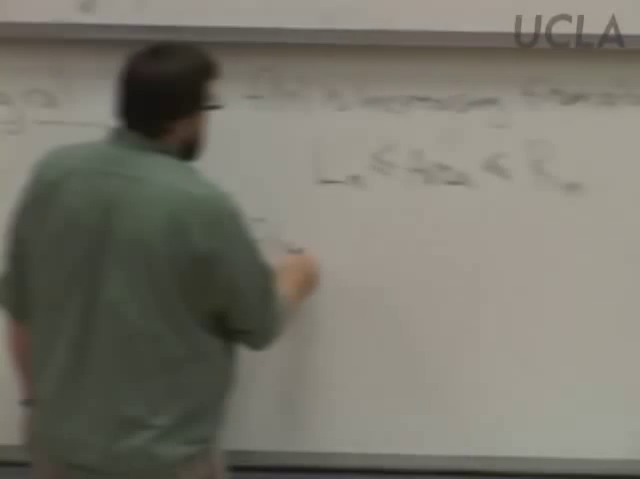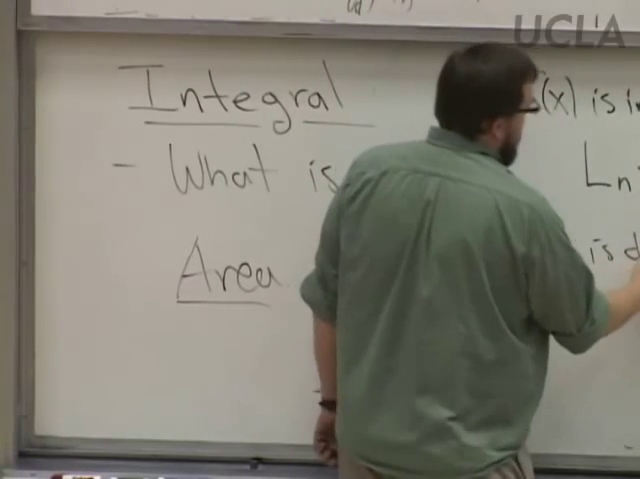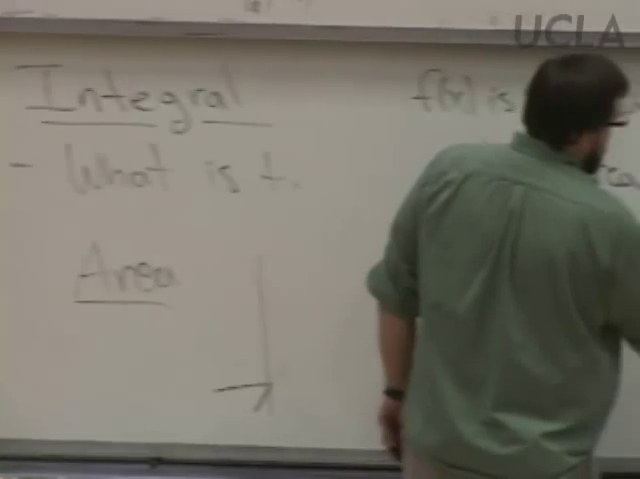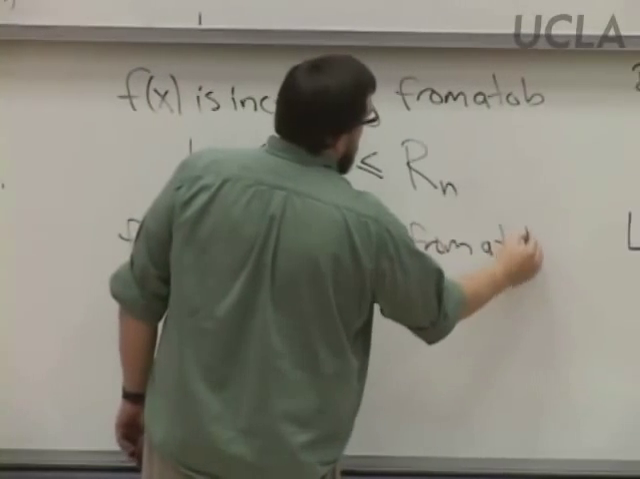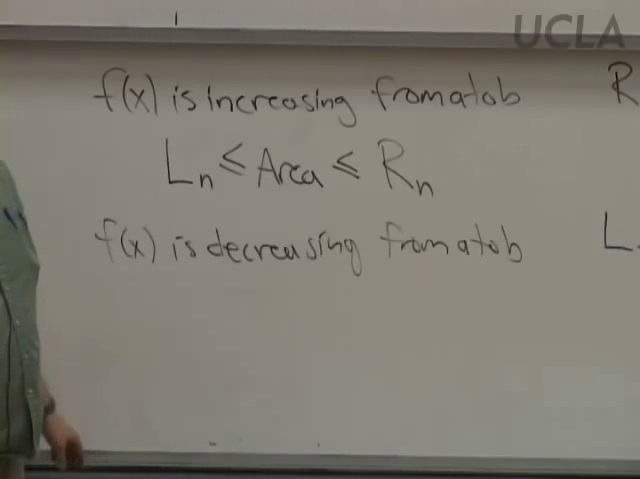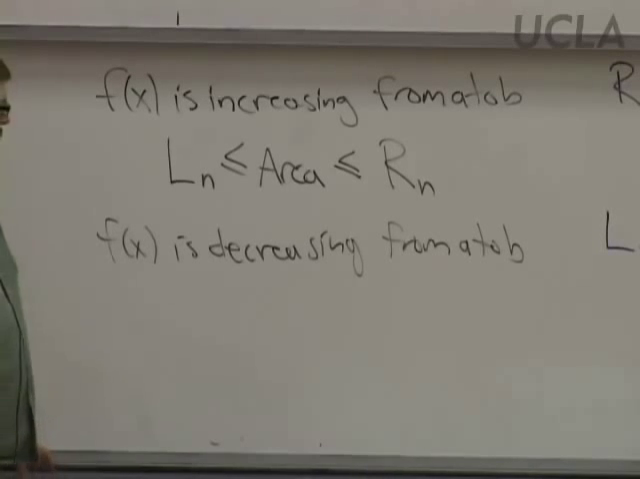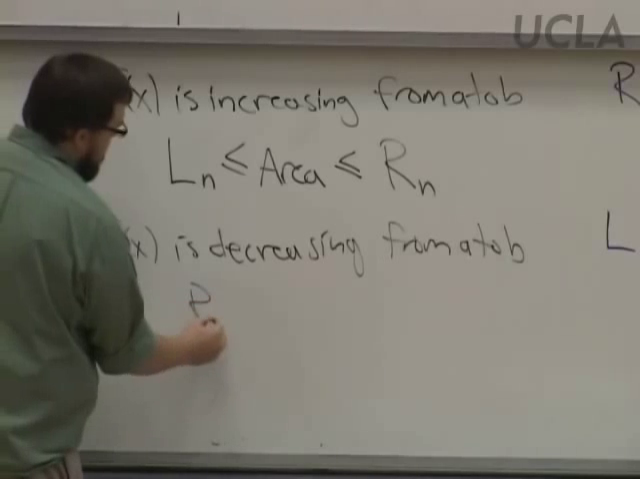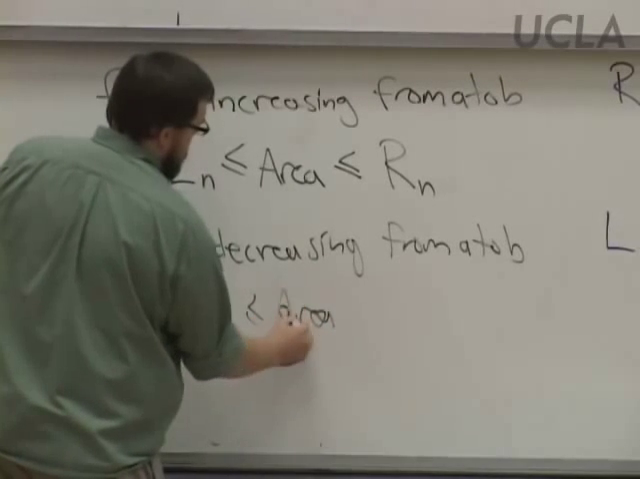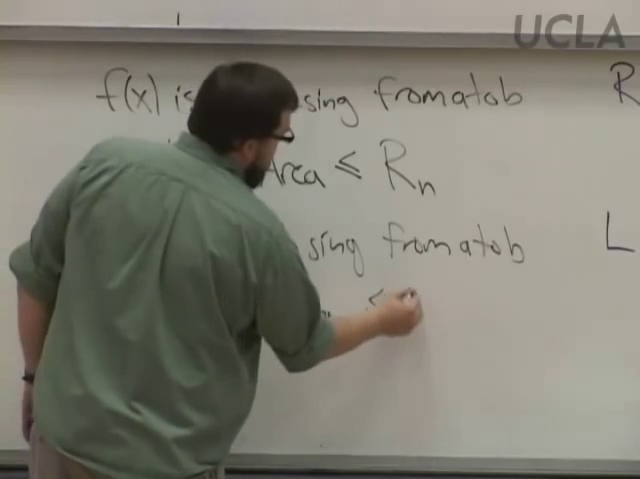Similarly, if I have a function which is decreasing from a to b, well, now what's going to happen? Now which estimate is going to be an underestimate? The Rn is going to be an underestimate. So I'm going to use a capital A. And the Ln is going to be an overestimate.